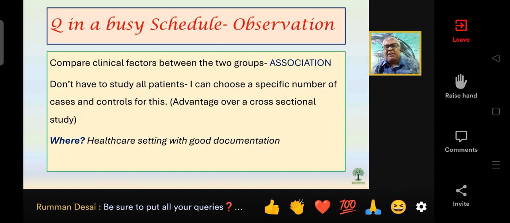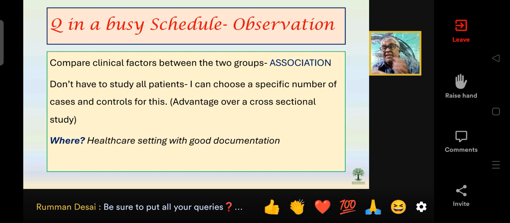I now go back into records and say, okay, among the people who are my cases, what all clinical factors are present? Among the people who I have identified as controls, what are the clinical factors that are present? And I look at an association, which is more in this particular group compared to that particular group, or less in this particular group compared to the other group. And I'm looking at an association. The advantage is that I don't have to study all patients. I can choose a specific number of cases and controls for this, and that's an advantage over a cross-sectional study.